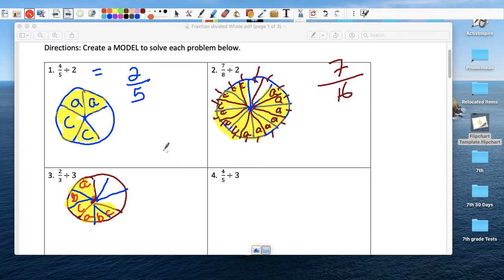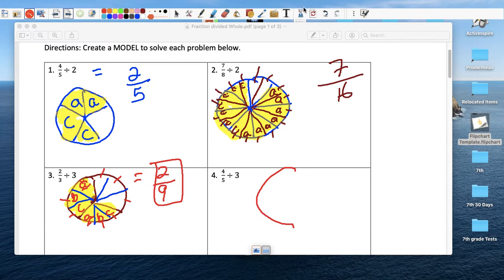Okay, so how many did they each get? Well, if you look at it, A got 2 pieces, B got 2 pieces, C got 2 pieces. So A got 2 pieces, but how many in total? Let's count. 1, 2, 3, 4, 5, 6, 7, 8, 9. 2 out of 9. So everybody got 2 out of 9.